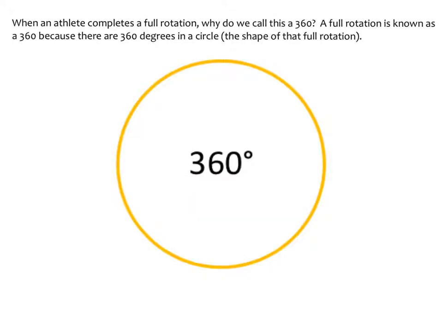When an athlete completes a full rotation, why do we call this a 360? Have you watched skiers, snowboarders, skateboarders, even basketball players on their way to dunk the basketball will often do what was called a 360? A full rotation is known as a 360 because there are 360 degrees in a circle, the shape of that full rotation.